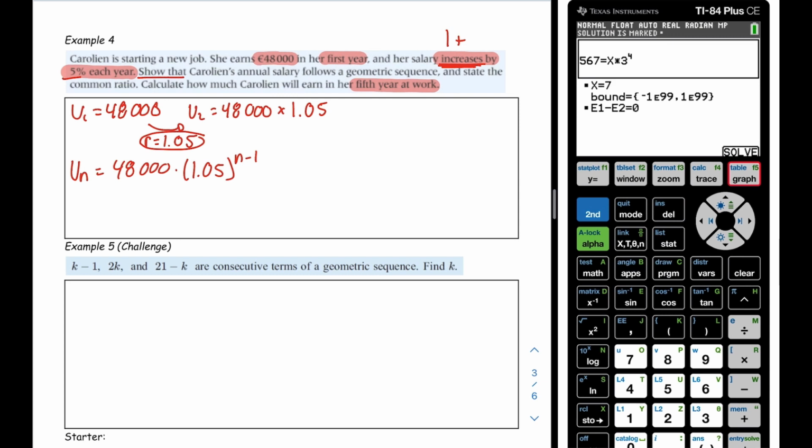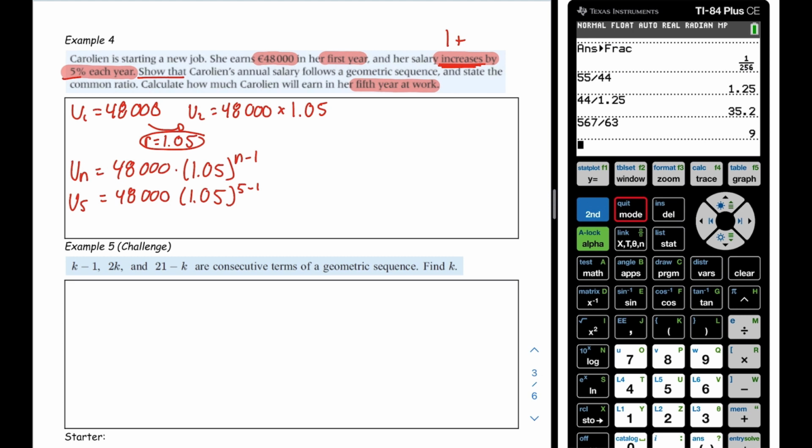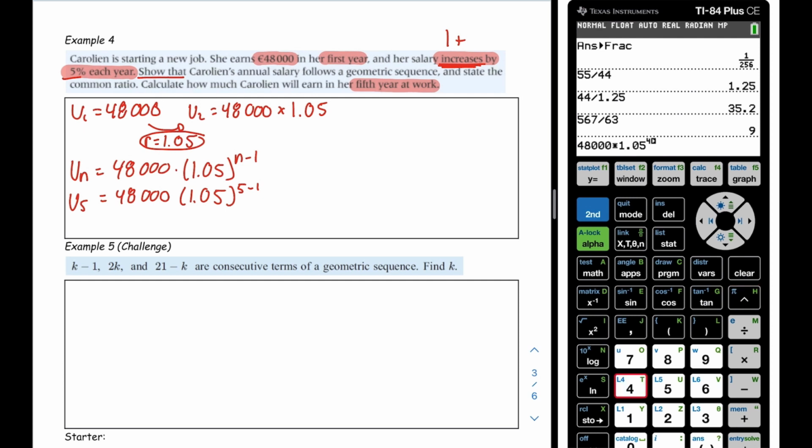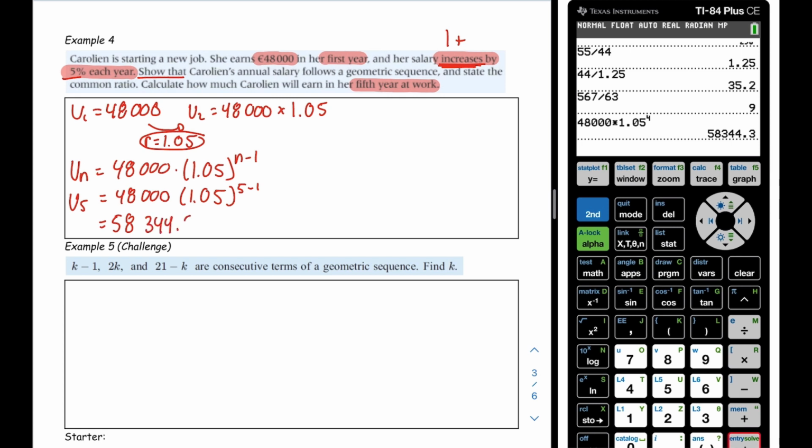Calculate how much Caroline will make in her 5th year. Well, we can replace n by 5, and we are going to get how much her salary should be after 5 years. So we're going to have 48,000 times 1.05 to the power of 4. And her salary in her 5th year should be $58,344.30.